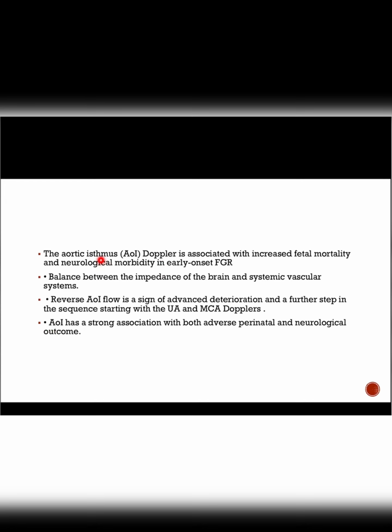What happens here is it is associated with increased fetal mortality and neurological morbidity in early onset FGR. It balances between the impedance of the brain and the systemic vascular system. Reversal of AOI flow is a sign of advanced deterioration and a further step in sequence with umbilical artery and MCA Doppler. So if the problem comes in the uterine, then comes in the umbilical, then comes in the MCA, then it further progresses and it goes to aortic isthmus.